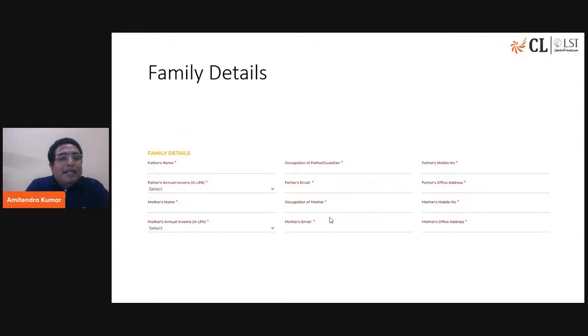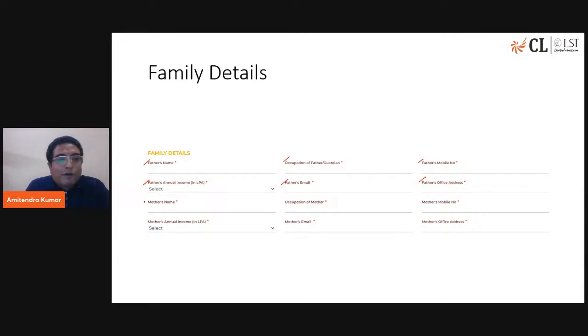Next comes family details. Now you have to type in and key in your family details. So the questions are, you have to give your father's name, occupation, whether serving or retired, mobile number, and all of this is mandatory. Please understand, all of this is mandatory. So please be careful. Father's annual income, in case your father is working, father's email ID as well as office address has to be typed over here.